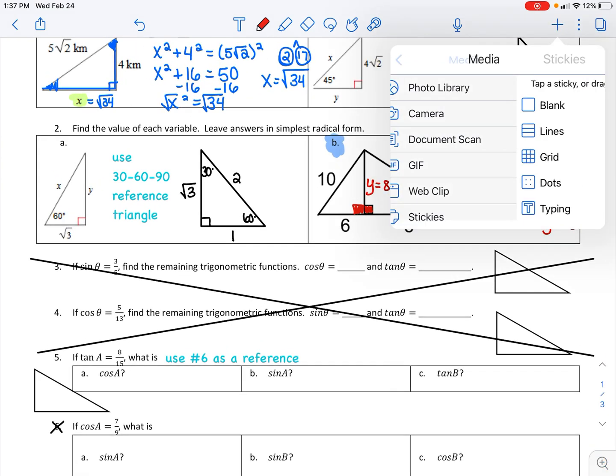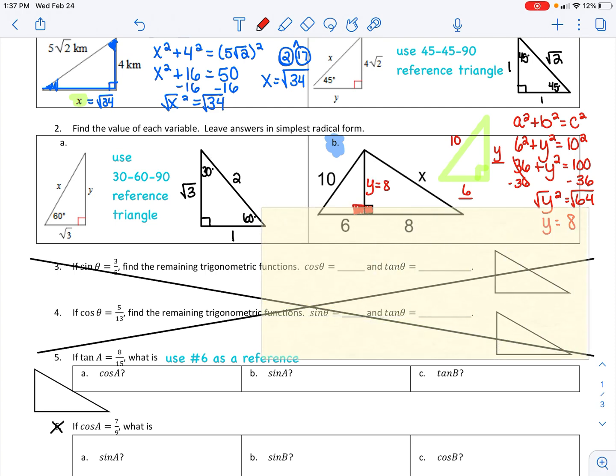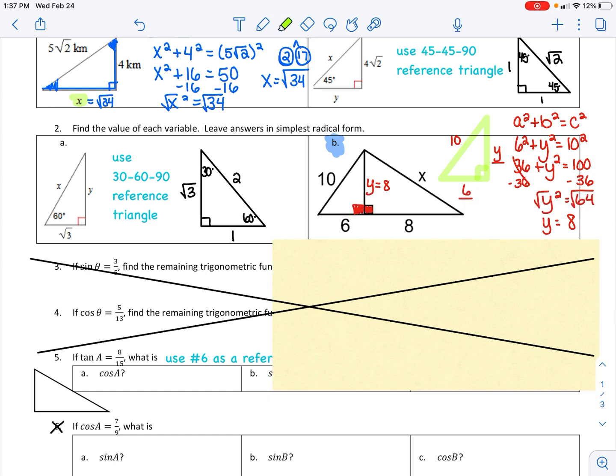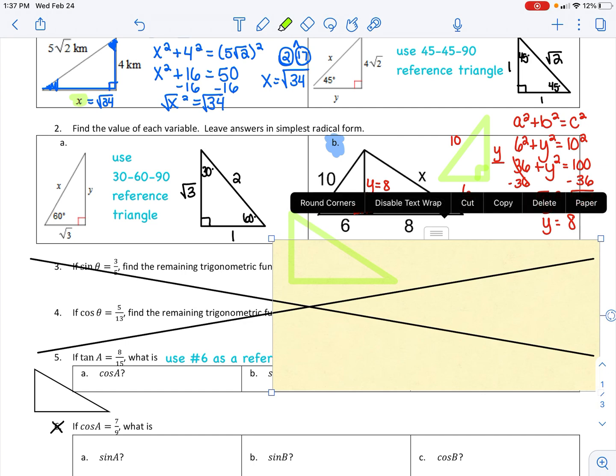So now what I am going to do is add in a little bit of space here. And what we're going to do is look at this other triangle now. So we're looking at this bigger triangle, because it's a right triangle as well. And I'm going to pull that out.